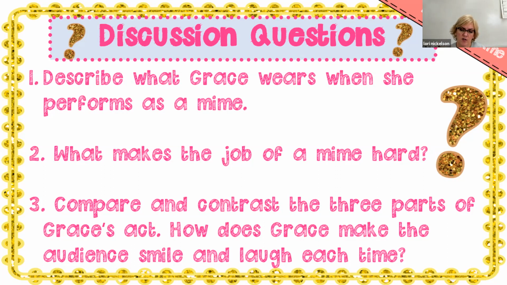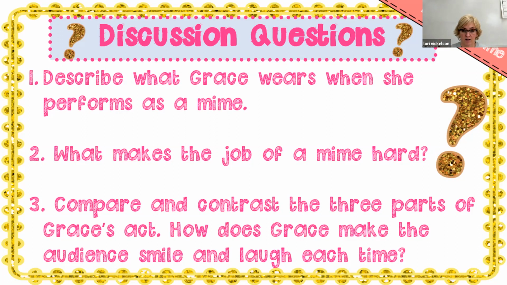Compare and contrast 3 parts of Grace's act. How does Grace make the audience smile and laugh each time? Well, what does she do to make them smile and laugh? She rides her bike, right? Then she rides her bike over some cups. And then she gets on a rope, doesn't she? Yes.